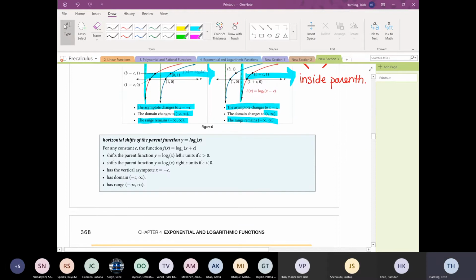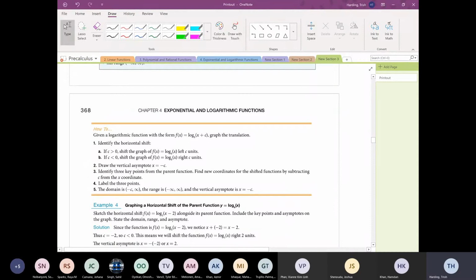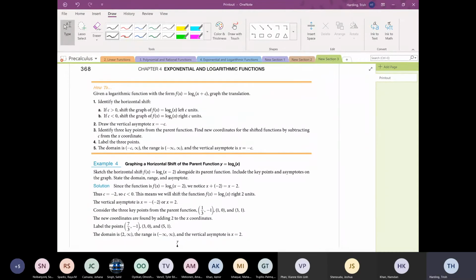Okay, horizontal shifts of the parent function. This pretty much summarizes what was gone over above. This how-to explains what is going on. So the first thing you're going to do if you were to graph something just of this form is you're going to identify the shift. So you're going to identify C.